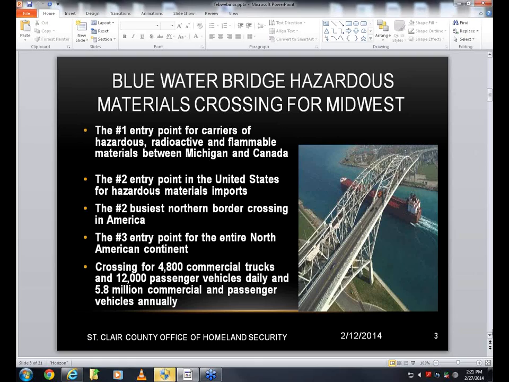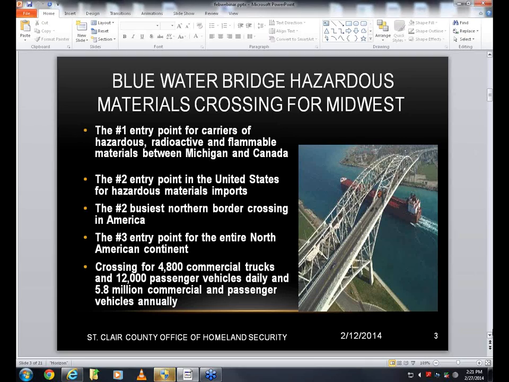So our first challenge is the Blue Water bridges. It's the #1 entry point of hazardous materials between Canada and Michigan. And between that and the rail that I'll talk about very shortly, we get 47 million pounds a day of chemicals transported through our communities.